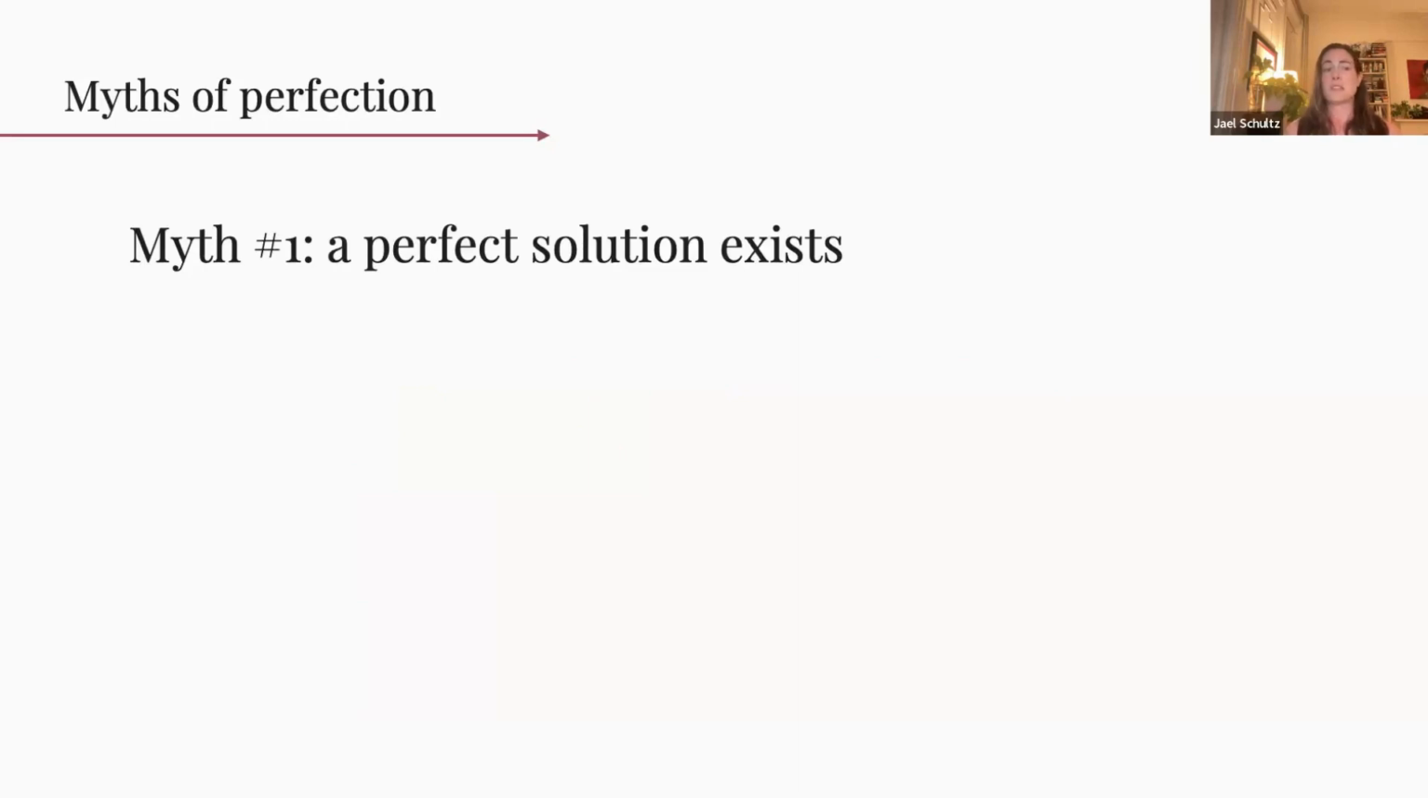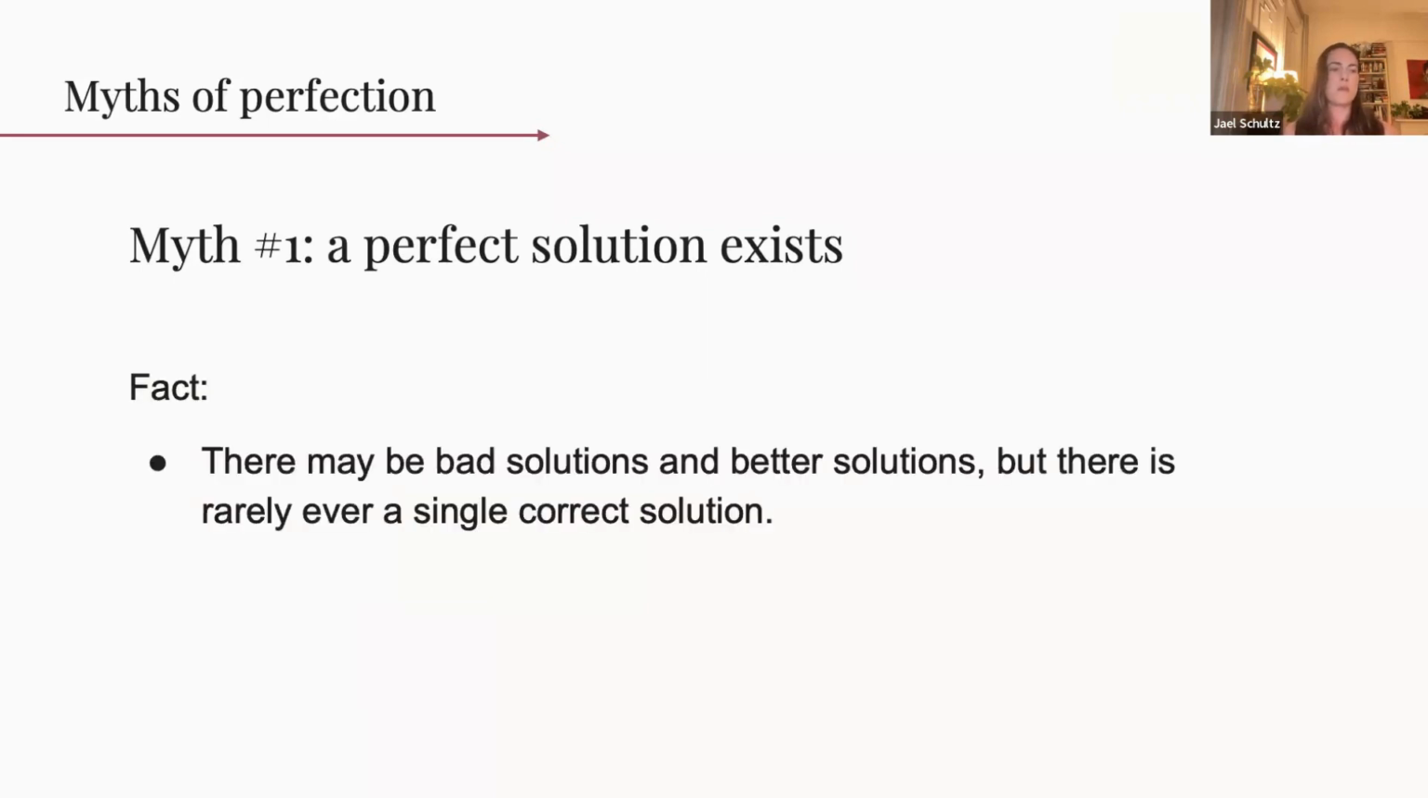The first myth is that a perfect solution exists. The fact of the matter is there may be bad solutions and there may be better solutions, but there's rarely ever a single correct solution. And if you think there is one and you're hunting for it, you're going to tie yourself into knots trying to narrow down a set of good possible solutions to the single perfect one.